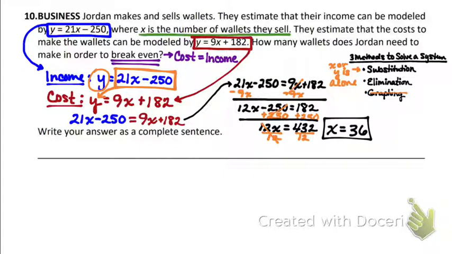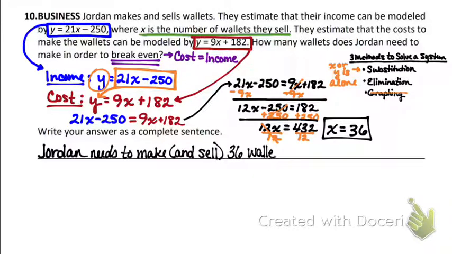What does that answer mean? Because they asked me to write this as a sentence. What does that mean? How many wallets he sold? Yes, this is how much he needs to sell in order for what to happen? To break even. Jordan needs to make and sell 36 wallets to break even.